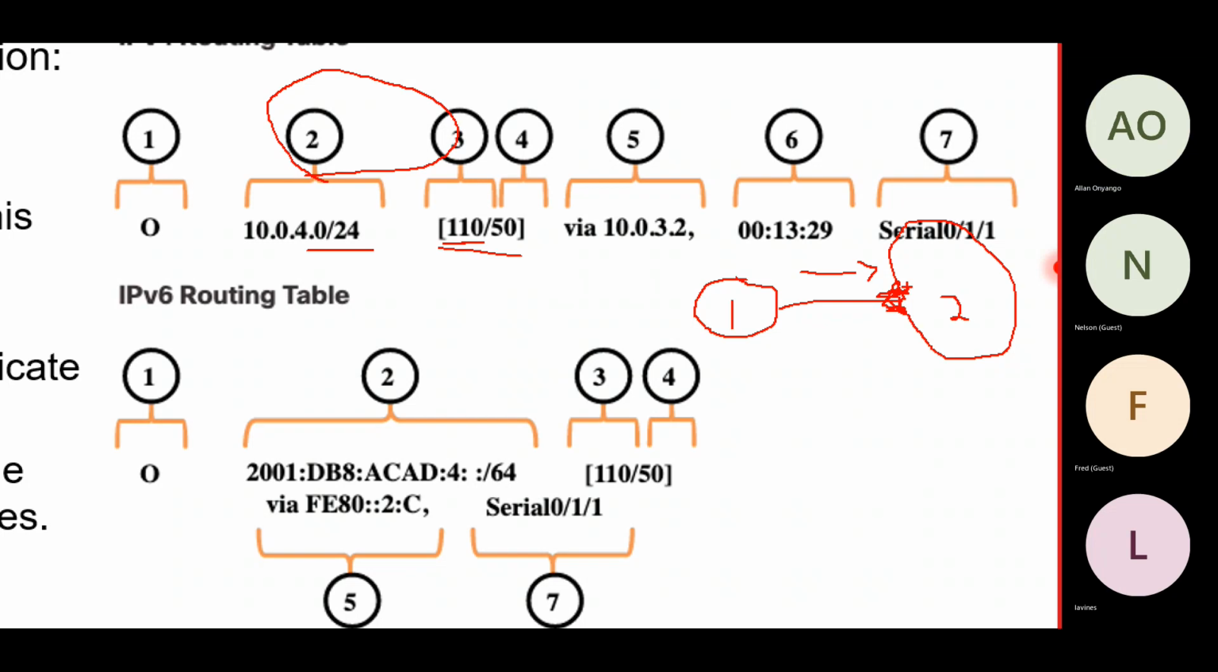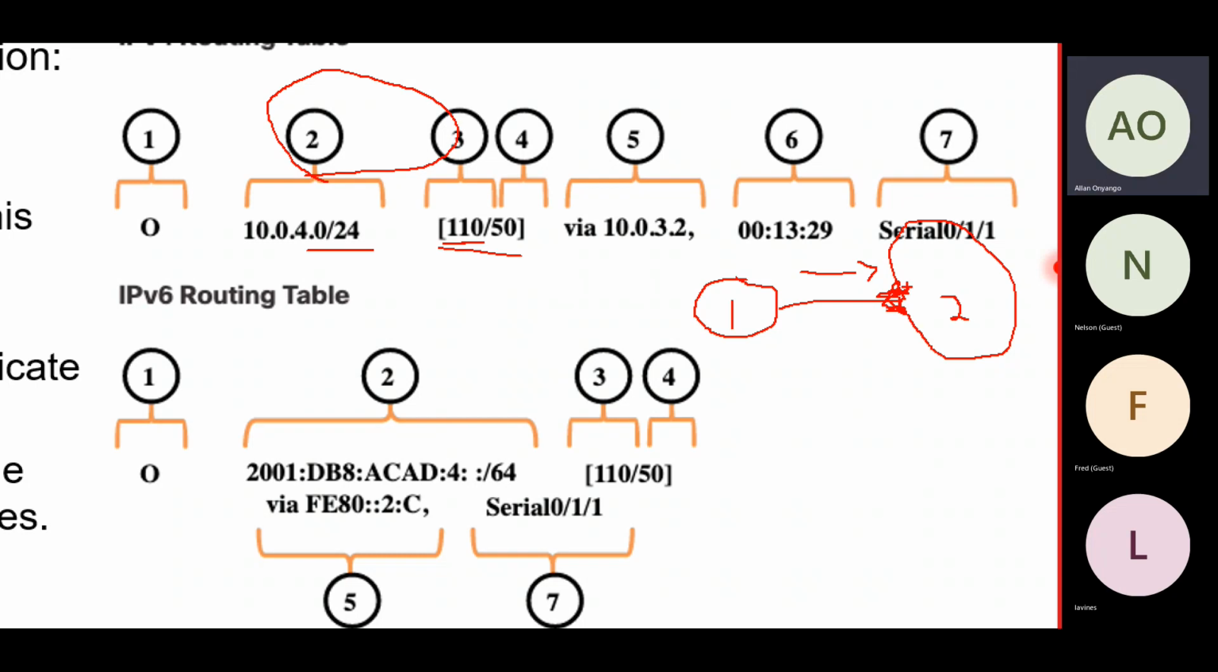Okay. Then we go to column 6. Column 6 is basically a timestamp. How much time has elapsed since this remote network was learned? Since this network was added in the routing table, how much time has elapsed? That is, 6 is a timestamp.